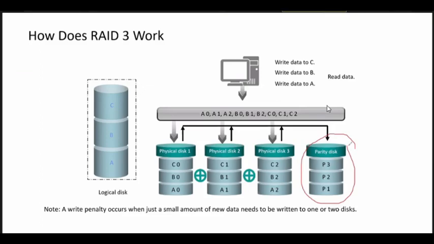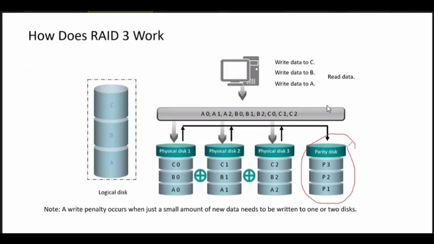Question, sir. For this write tree, must we choose which hard disk we use as the parity disk, or is it automatic? Basically, you'll always take the last disk as the parity. So if you have disk 1, disk 2, disk 3, disk 3 will be the parity disk. Okay. Any other questions? Cool. So that is dedicated parity.